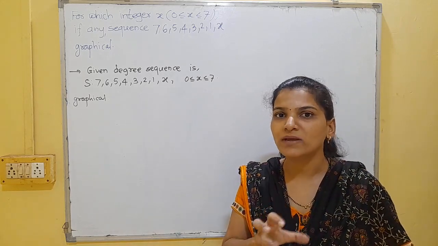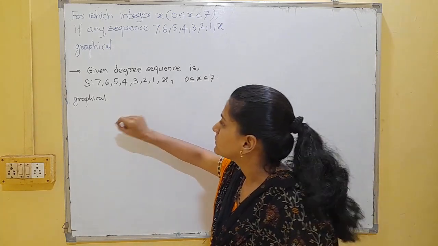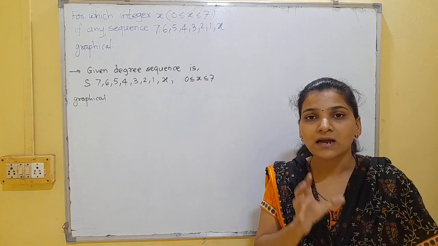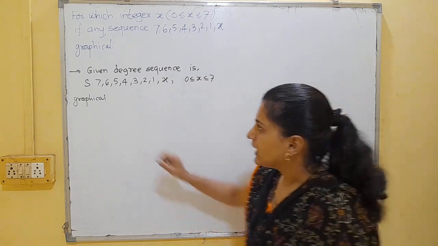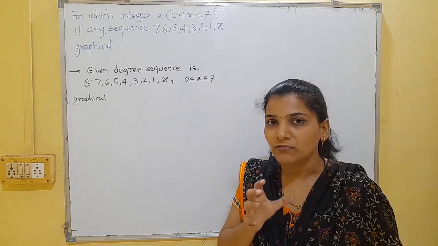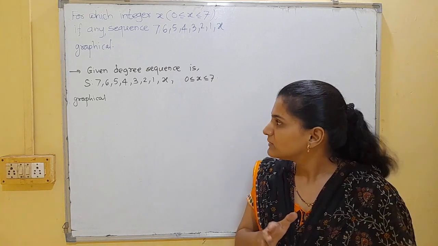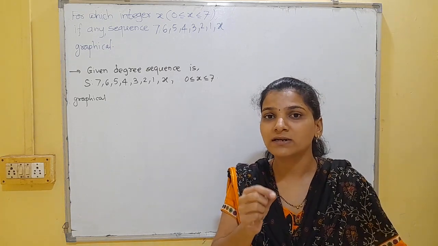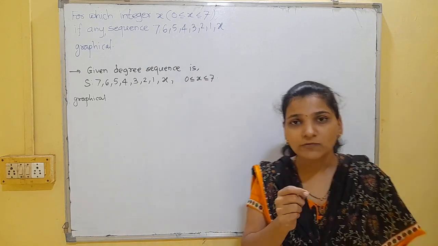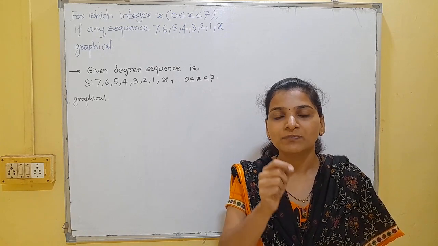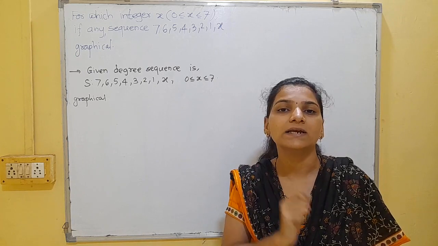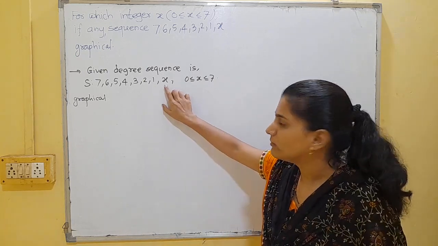First we will count how many terms are in this sequence. The number of terms are 1, 2, 3, 4, 5, 6, 7, 8. There are 8 terms in the given degree sequence and 7 is present here. That means there exists a graph with one vertex of degree 7 and the total number of vertices in the graph is 8. If there exists a vertex of degree 7 in a graph on 8 vertices, then there cannot be a vertex of degree 0.